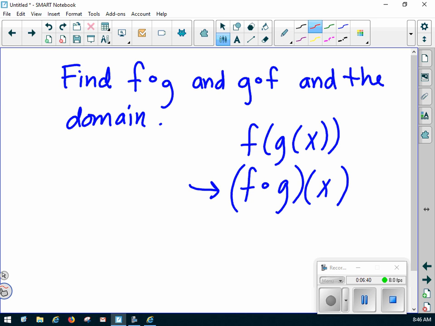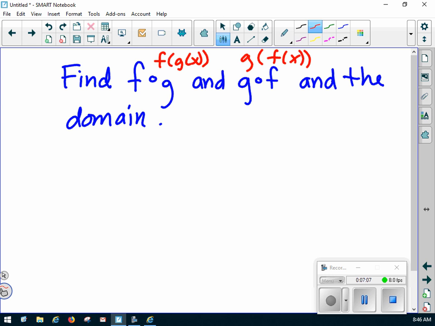So if you want to, you can just write above this. This means f of g of x. Fog and golf. What do you think golf means? G of f of x. Oh. The only golf I'm good at is putt-putt. Okay.